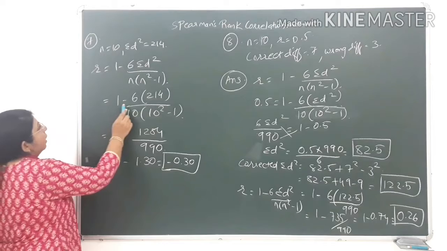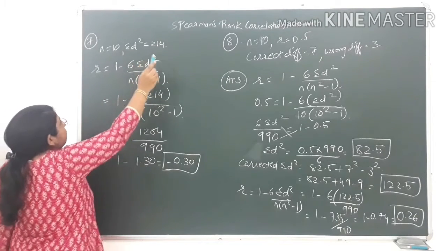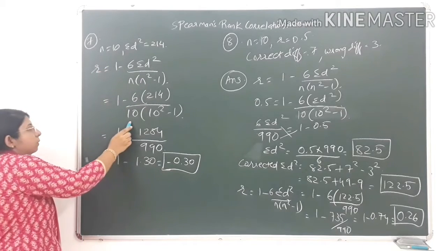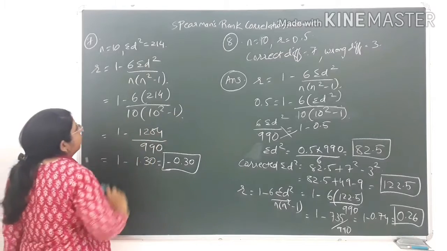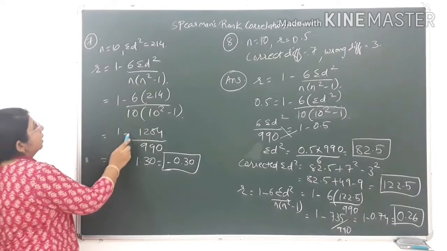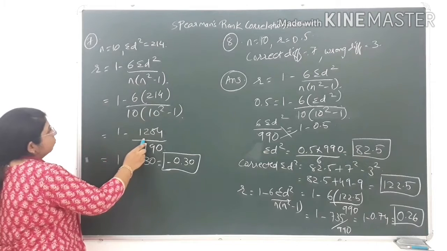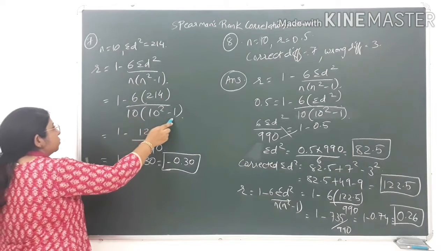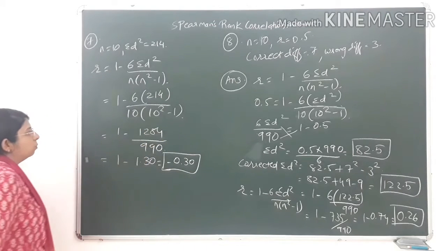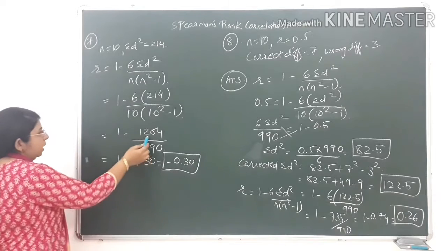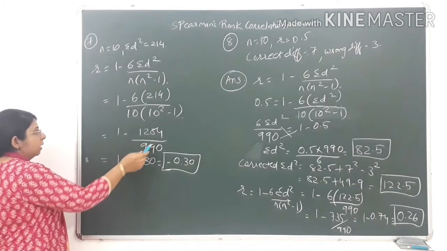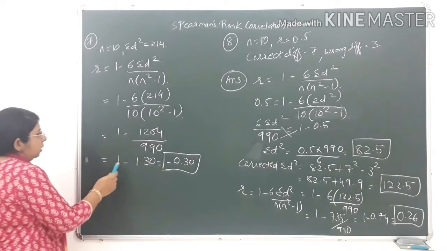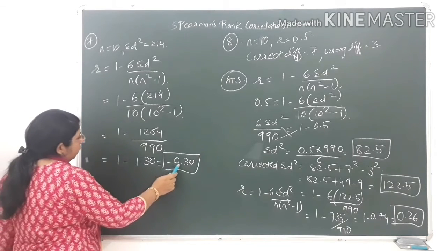So over here, 1 minus 6 sigma d square value already it is given in the question, that is 214 upon n value, that is number of observations, 10 contestants, so n is equal to 10 over here. So 10 into bracket 10 square minus 1. Now 1 minus 6 into 214, it would come to 1284 upon, orally you can do 10 square, so 100, 100 minus 1, so 99, 99 into 10, that would come to 990. By dividing the numerator with denominator, that is 1284 by 990, you will get 1.30. By subtracting it from 1, you will get negative 0.30.